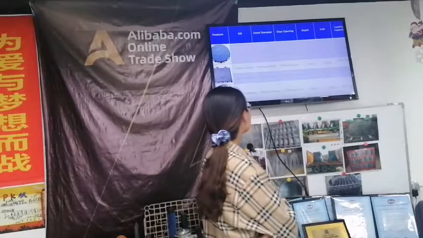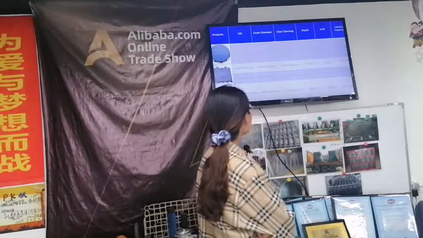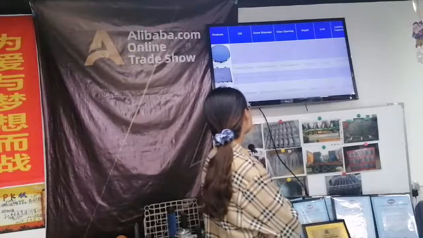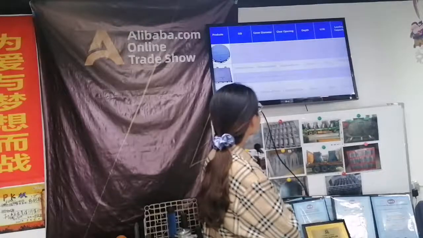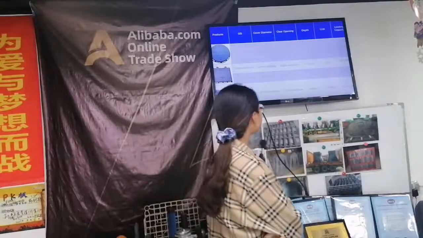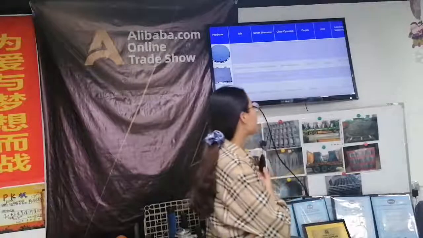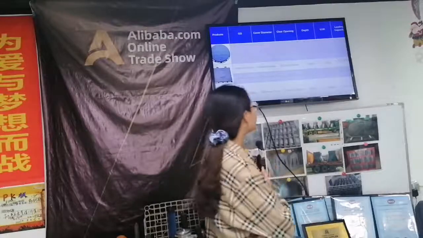The second one, for this one, the length is 760 millimeter. The width is 645 millimeter. The depth is 100 millimeter, and the unit weight is about 100 kilogram.